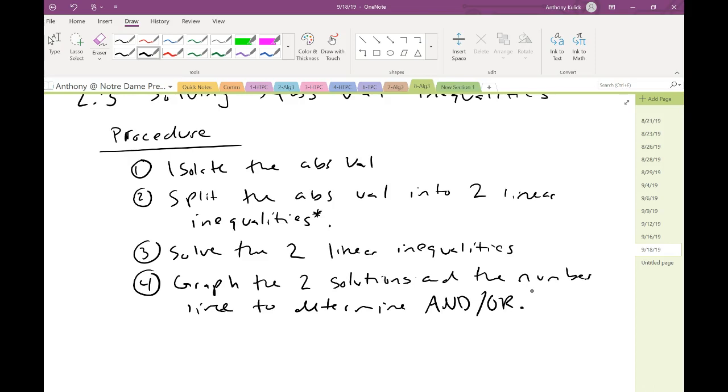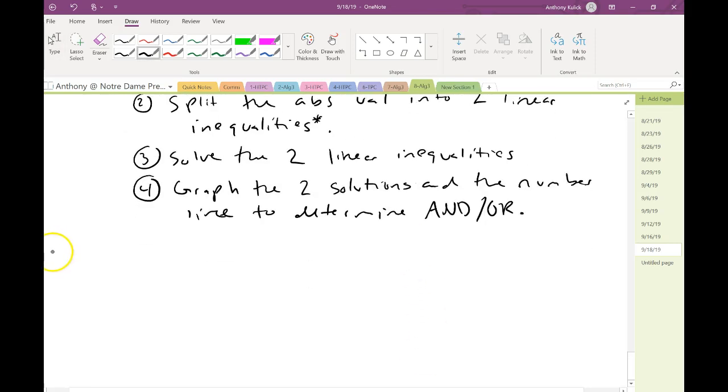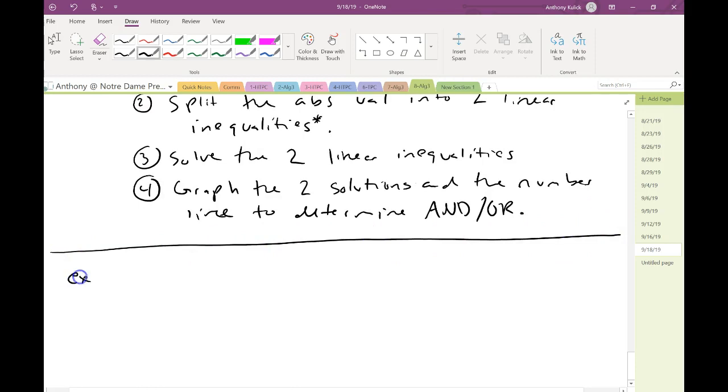So again, procedure quite similar to what we've already done in the previous section, right? Not exactly the same, but a lot of it is still the same. Let's do some examples to get kind of acquainted with this. So solve for x. Do some examples here.